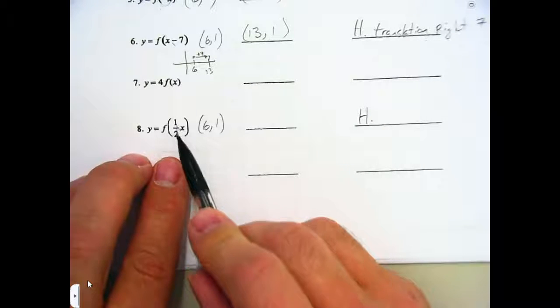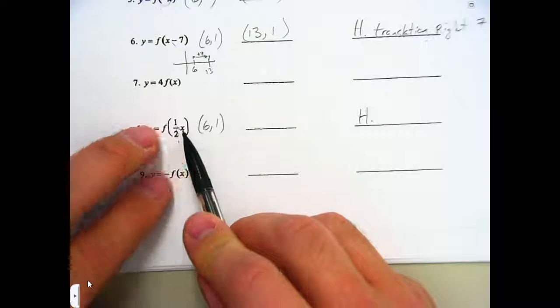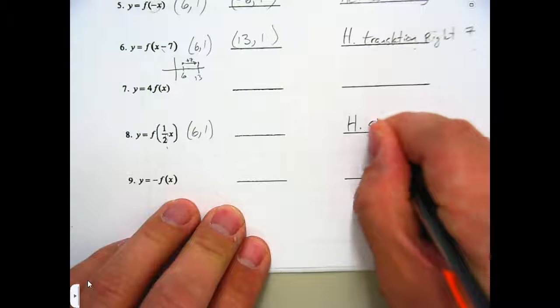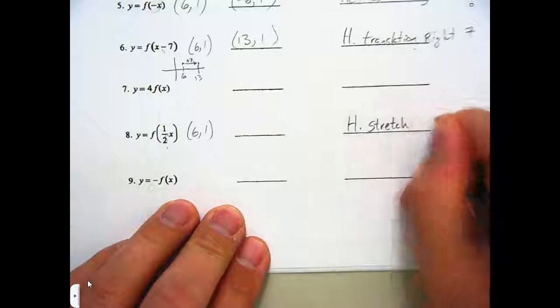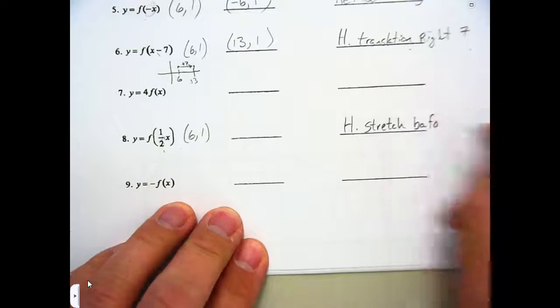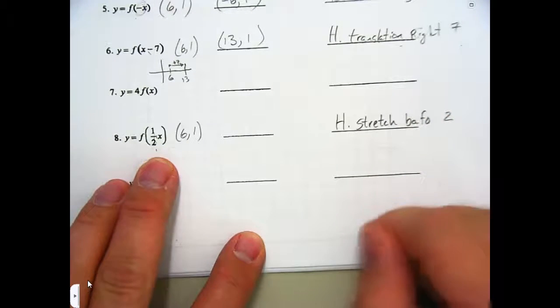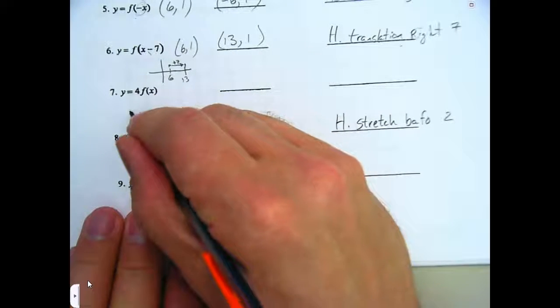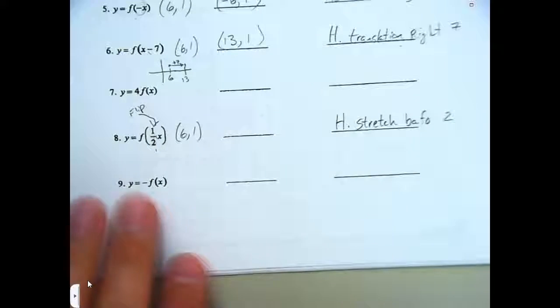So Luke, this was your question. You see 1/2 in here. Remember, everything's counterintuitive inside. You have to flip that. So this is actually a horizontal stretch by a factor of 2. You have to remember here, it's backwards. You got to flip that to figure out if you're stretching or shrinking.